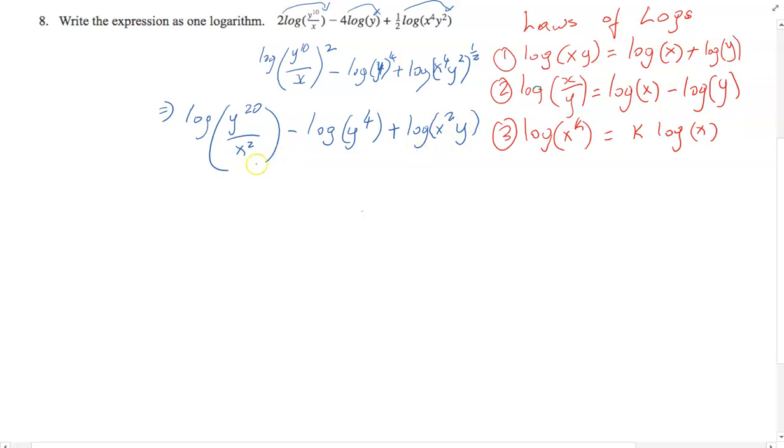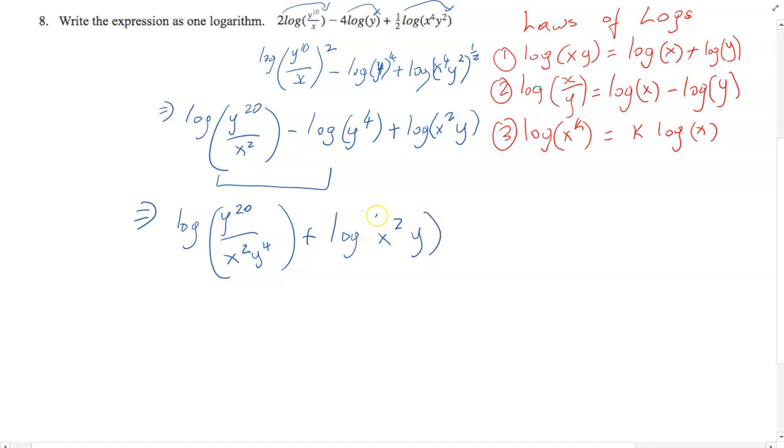Now, applying law 2, which is the quotient law, we have log of y to the 20th over x squared. We're subtracting logs, which means that we are dividing exponents. So this y to the 4th comes to the bottom. And then this will be plus log of x squared y.